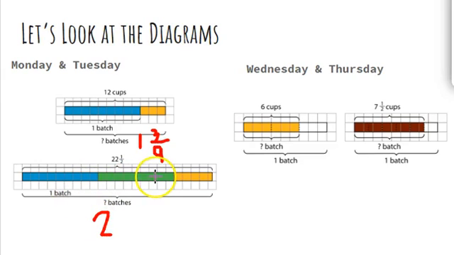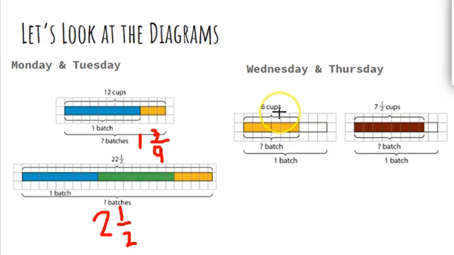That's 18. And then we need 1, 2, 3, 4.5 cups. Well, how does 4 and 1/2 cups compare to 9? Yeah, it's half, isn't it? So this makes 2 and 1/2 batches.